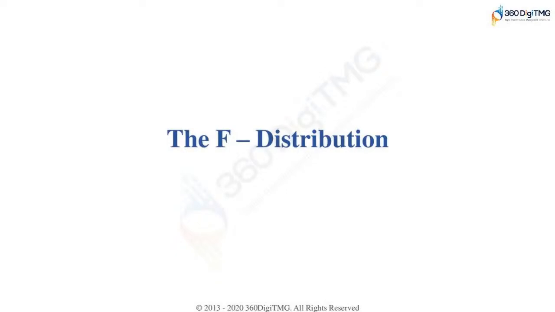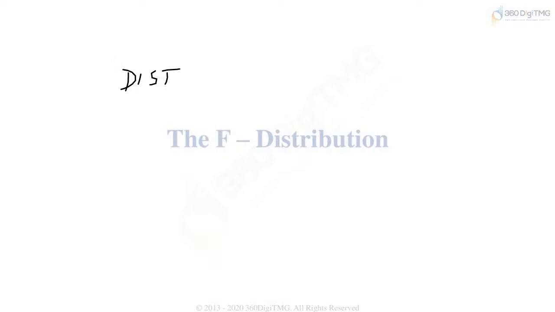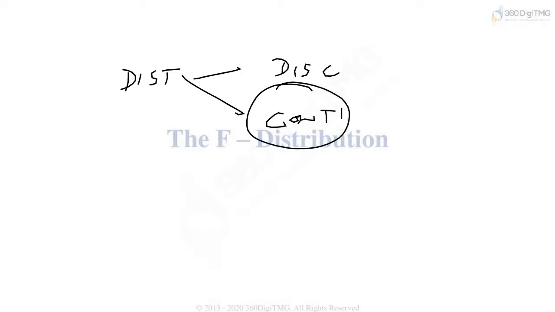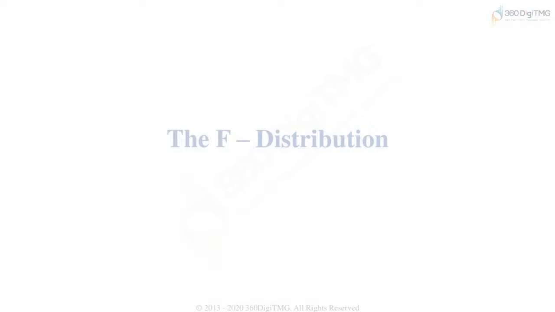F distribution is part of the continuous probability distributions. So we have two types of distribution: one is discrete and the other is continuous. Now we are talking about the continuous distribution. I'm going to assume that you have some basic knowledge about what distribution is all about, what is discrete probability distribution, what is continuous probability distribution, and therefore we are moving ahead with the next level.